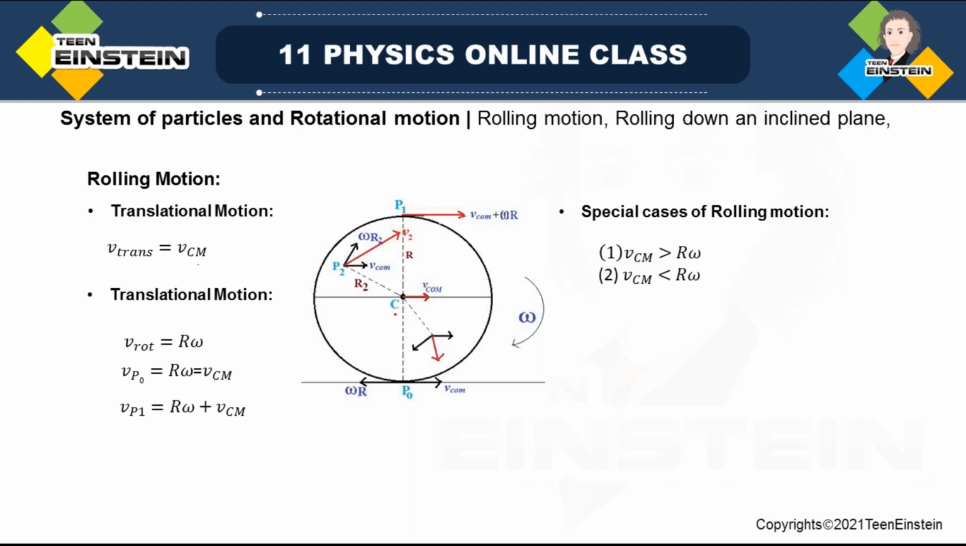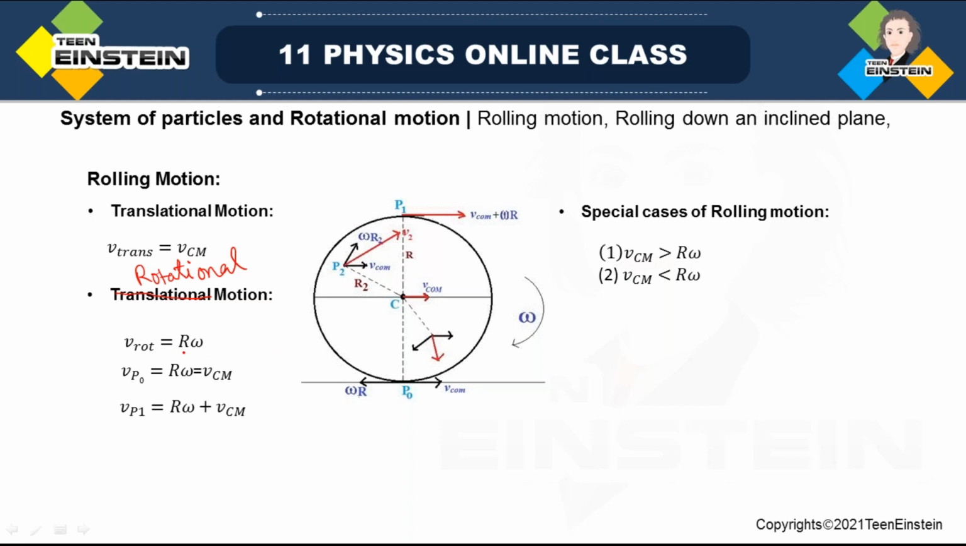Now if I consider the translational motion of any particle, the translational velocity of any particle will be the same as this vcm. Now let us see the rotational motion.